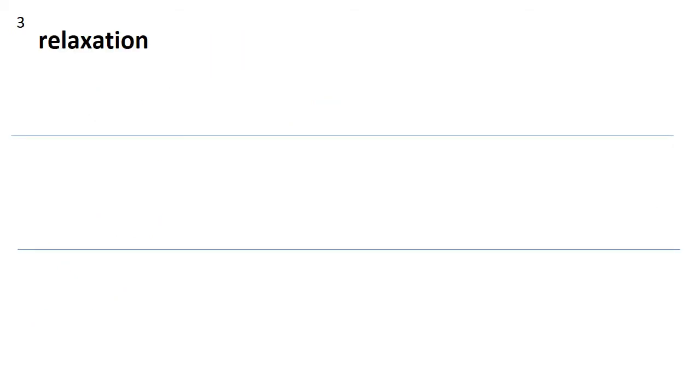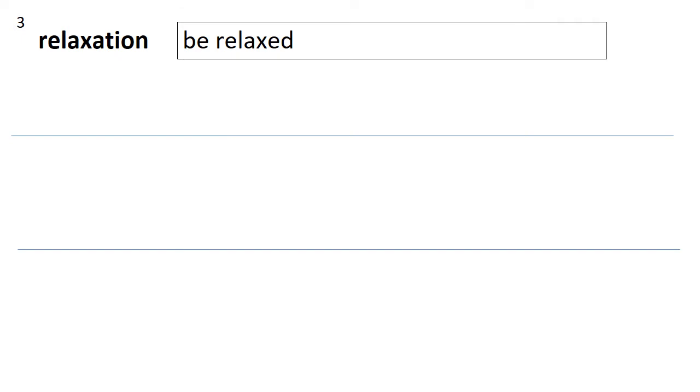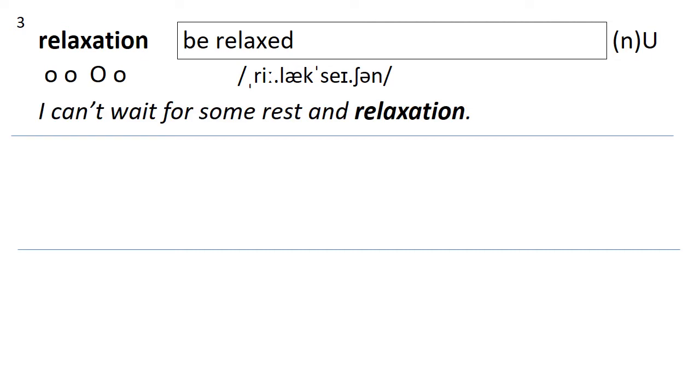Alright, next word we have is relaxation. Relaxation is simply to be relaxed, not stressed. This is a noun, uncountable. How many syllables? Relaxation. There are 4 syllables, stress is on the third. Relaxation. I can't wait for some rest and relaxation.